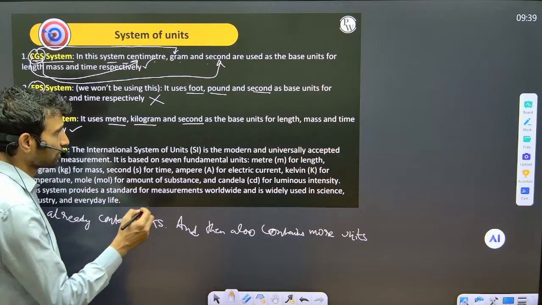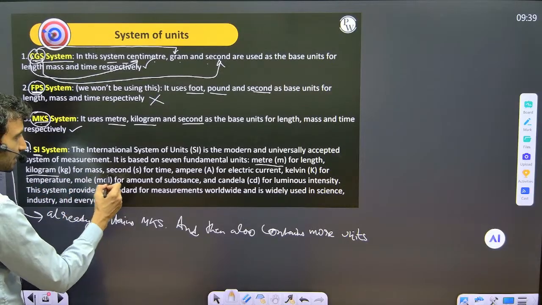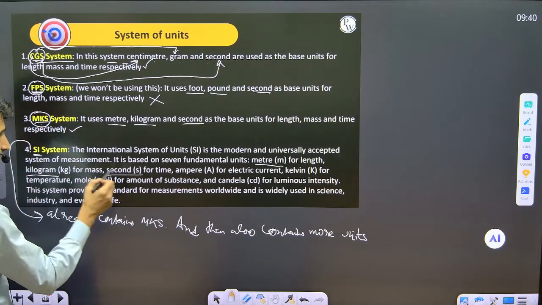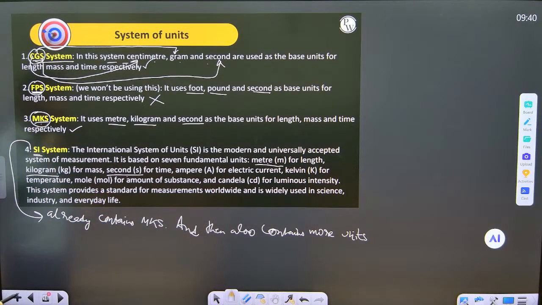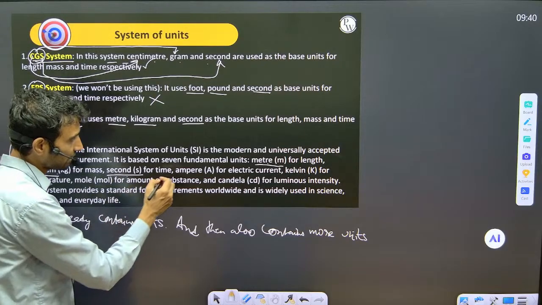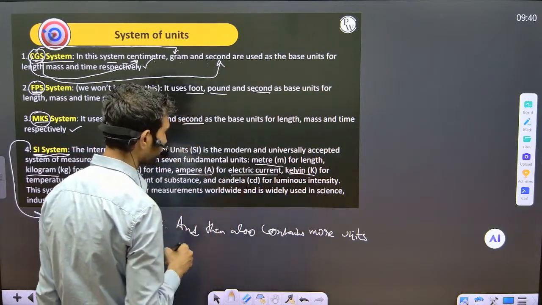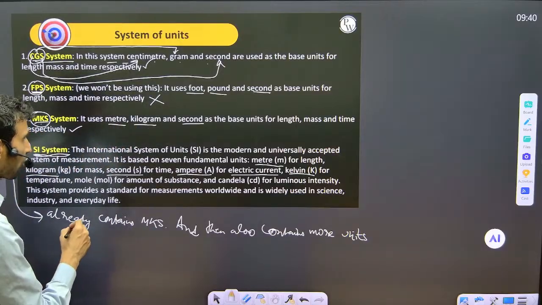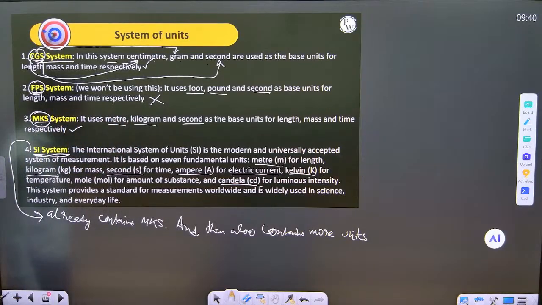Like which one? So see, MKS contains meter, kilogram, second. SI contains meter, kilogram, second, but you will say the same was contained by MKS also. So SI system has got something extra also. And what is that extra? That extra is ampere and electric current and Kelvin, and also candela. So you see there are total how many fundamental units?